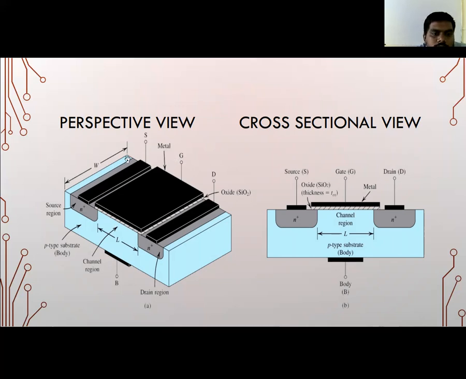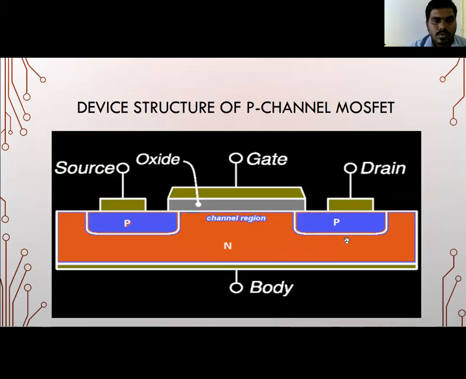W denotes the width of this semiconductor. Then we have the cross-sectional view, with the metal contacts and oxide layer. The thickness of the oxide layer is denoted by tox. L is the channel length, with the P substrate as the metal body. So in two different views this device is shown.